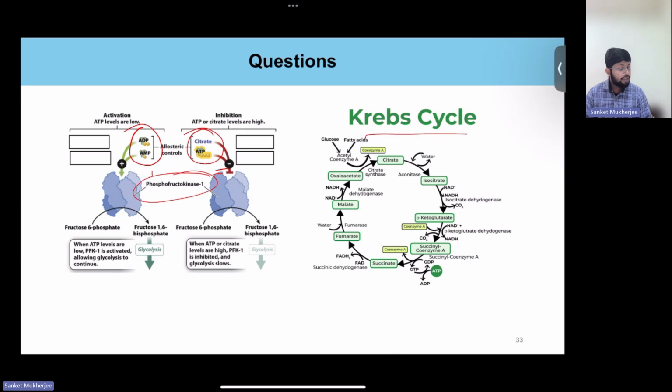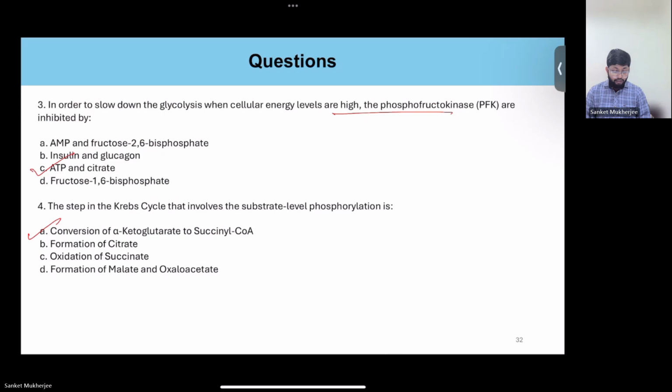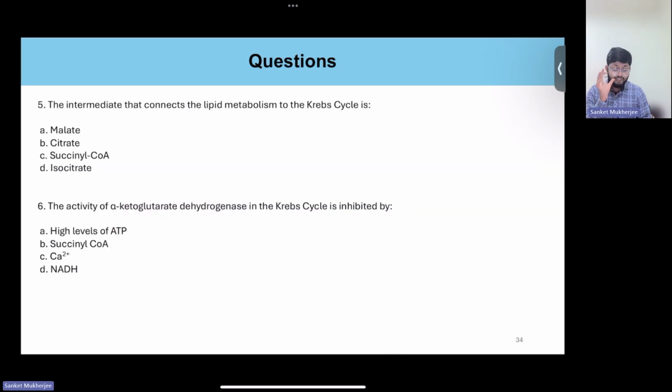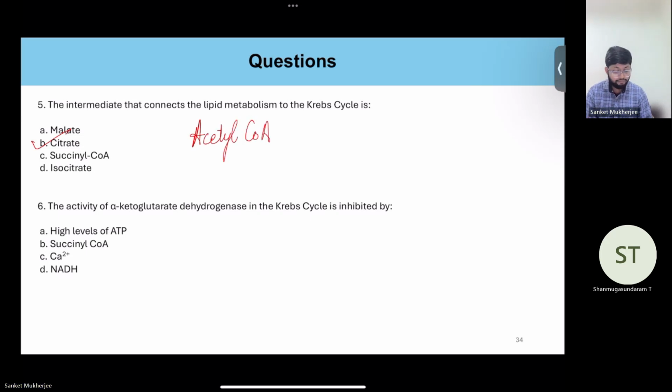The step in the Krebs cycle that involves substrate level phosphorylation is the conversion of alpha ketoglutarate to succinyl coenzyme A. Similarly, in the Krebs cycle, you would see that the conversion of alpha ketoglutarate to succinyl coenzyme A requires substrate level phosphorylation. The intermediate that connects lipid metabolism to the Krebs cycle is malate, citrate, succinyl coenzyme A, or isocitrate. So the answer would be citrate. And another one which is acetyl coenzyme A, right? Apart from that, the activity of alpha ketoglutarate dehydrogenase in the Krebs cycle is inhibited by high levels of ATP, succinyl coenzyme A, Ca2+, or NADH. So basically, succinyl coenzyme A and NADH both can inhibit.